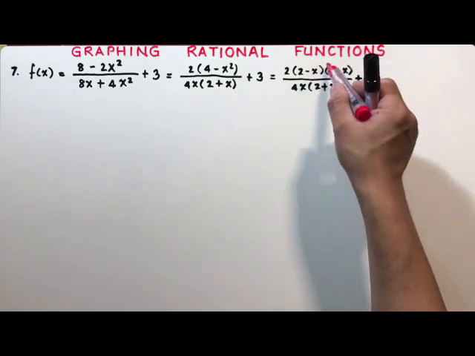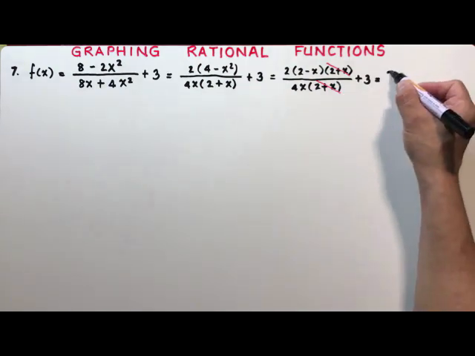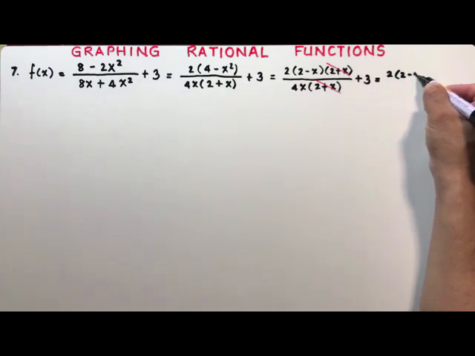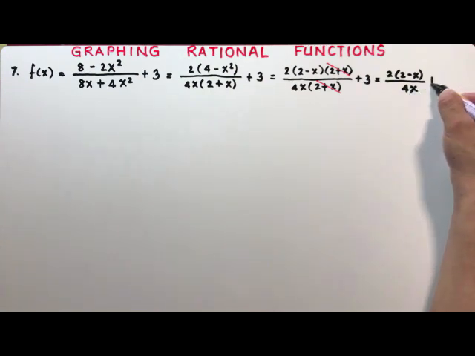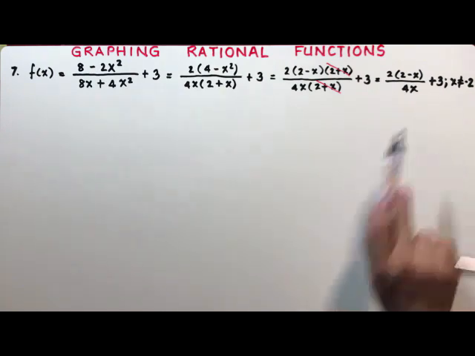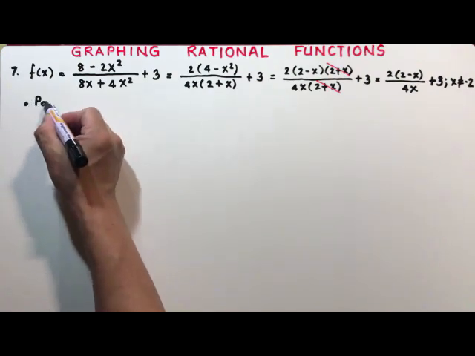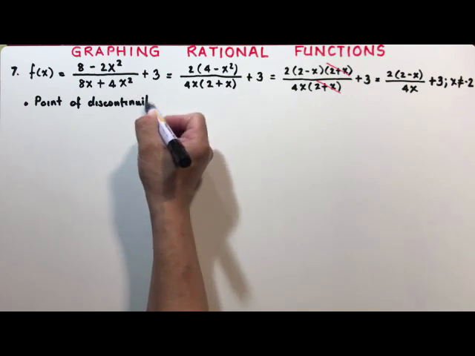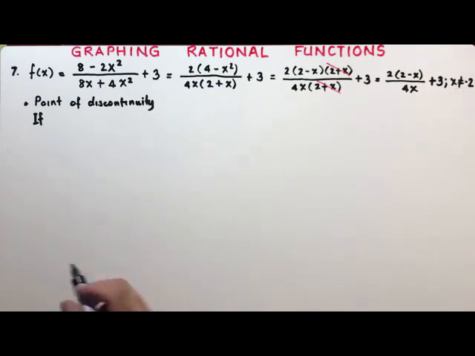So we can cancel our 2 plus x. What will remain is 2 times 2 minus x divided by 4x, added to a constant of 3. But there is a condition that x must not be equal to negative 2, because that is our point of discontinuity. So our point of discontinuity is at x equals negative 2.